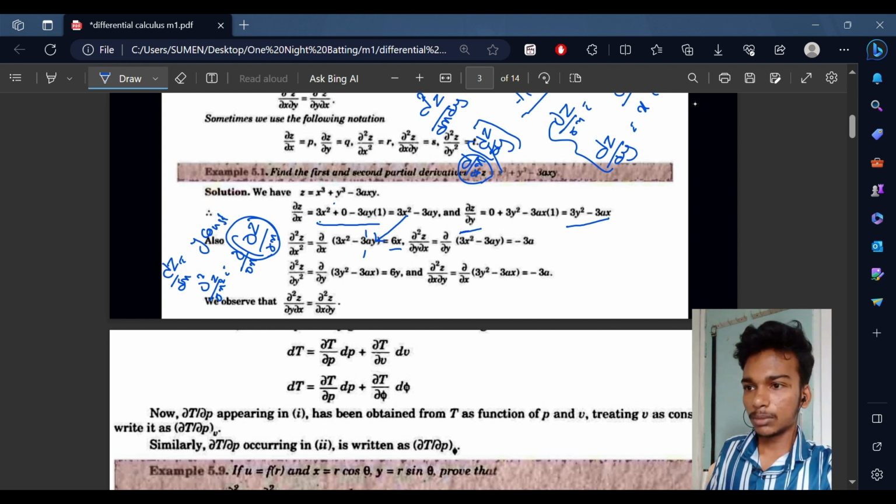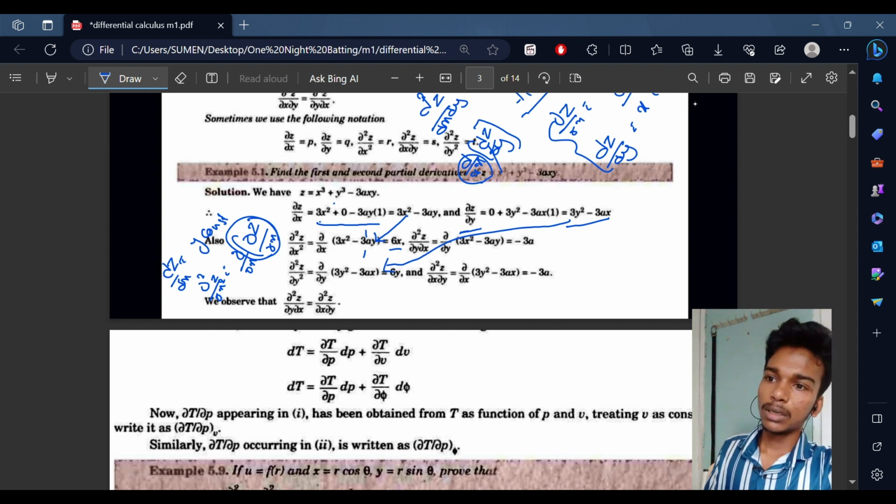Same thing, I am going to differentiate here, d square z by dy square. I am partially differentiating the outcome with respect to y. The x cube term is constant, so it is 0. D by dy of 3y square equals 6y.